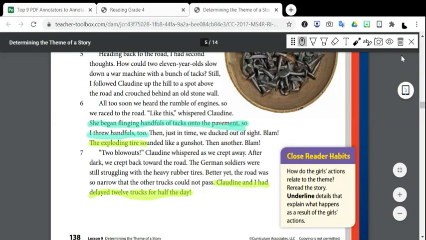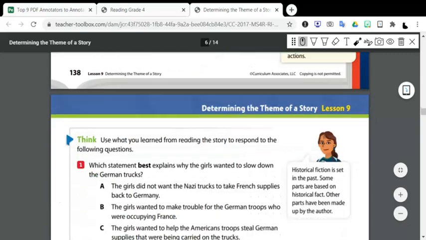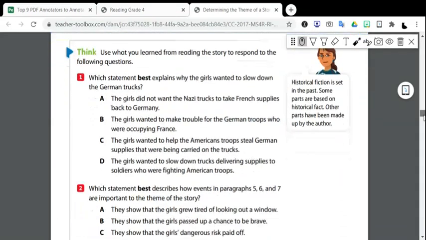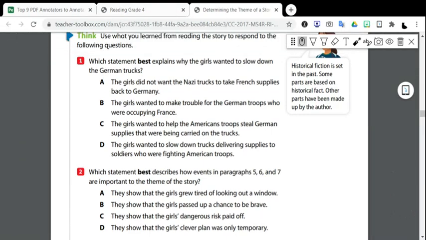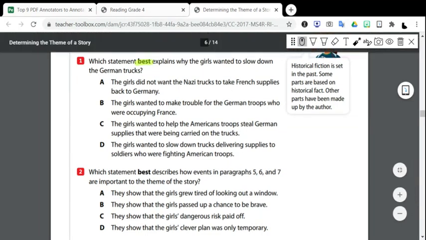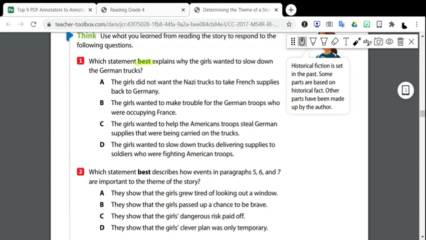How does the story end? Okay. Exploding tires. The girls end up delaying the trucks for half the day. That means they slowed them down. They didn't stop them permanently, but they did slow them down, which was giving the Americans more time to get their equipment ready. All right, let's go down to our chart and fill out our chart. Make sure you have everything highlighted.